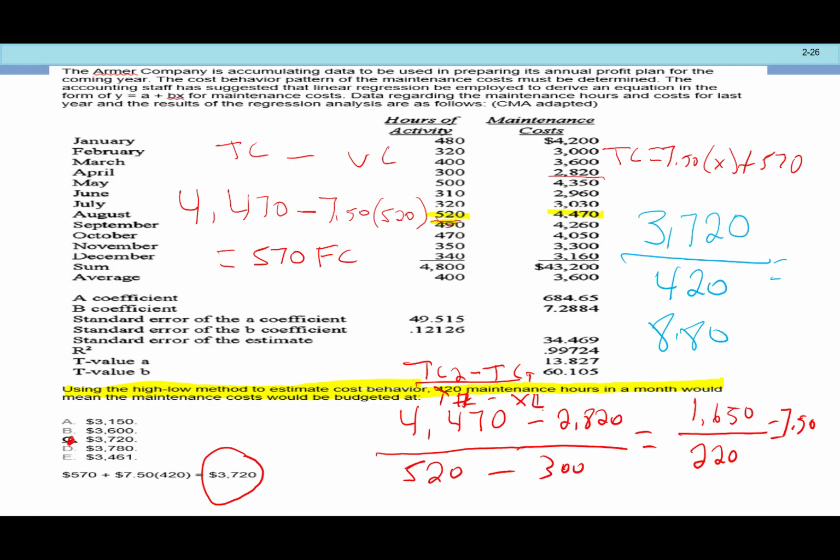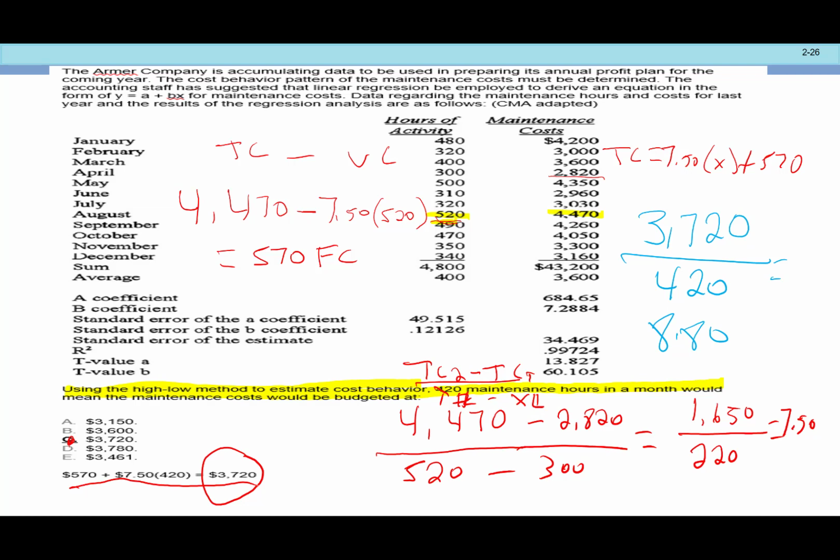Now this problem stopped. Oh no, it didn't. This problem wanted me to get the whole equation. And what would it be if they used 420 maintenance hours? So now I'm going to get my fixed cost. I like to be high, so I pick up 4470, which is my high total cost. I subtract off my variable cost at the high level of production, which was 520 in this example, right? That difference gives me my fixed cost, and now I can go ahead and set up the equation that you see down here, and this would work for any level of activity.